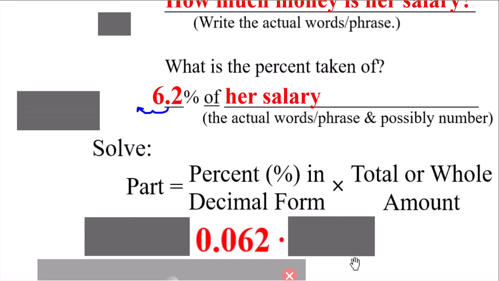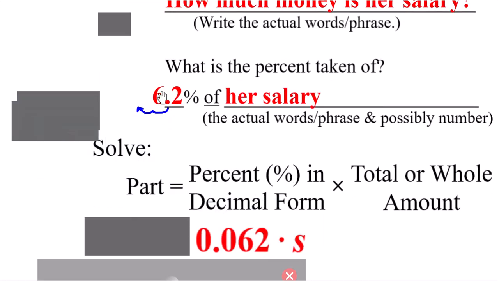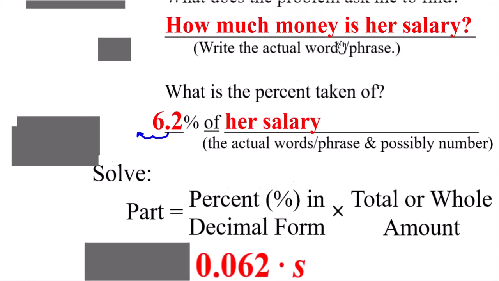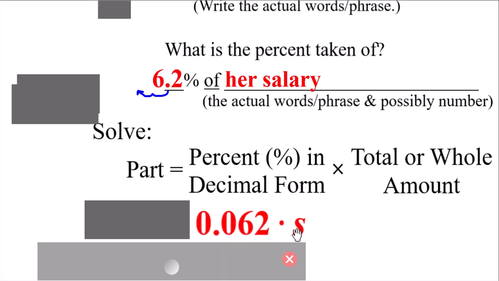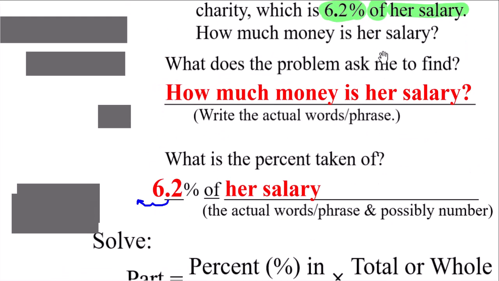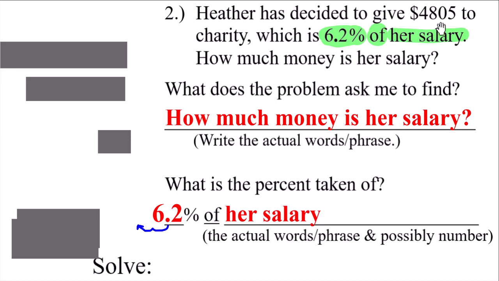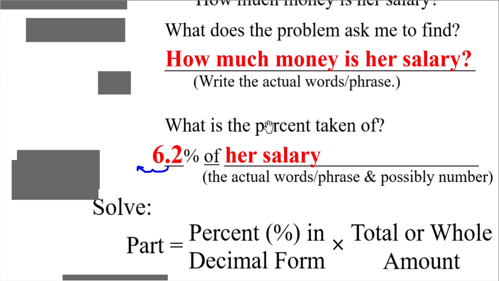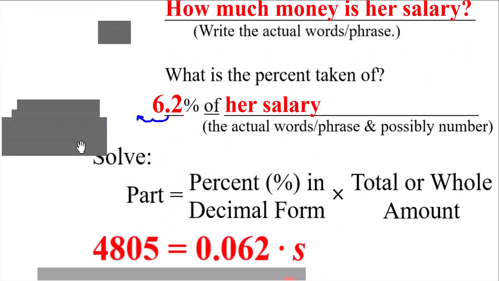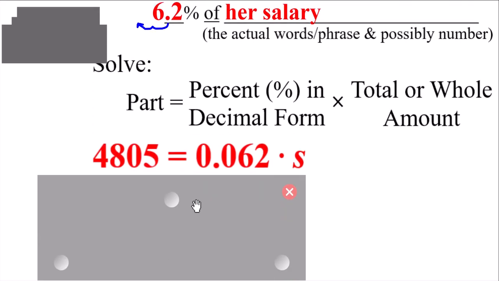What are we going to do? We're going to pick a variable because at 6.2% of her salary, we don't know the salary. How much money is her salary? That's the question. So that's the unknown. And as I alluded to earlier, the 4,805 is the dollars that is going to charity. That's only part of her salary. That's only 6.2% of her salary. So that is the part. Now that you have that written down, let's solve.